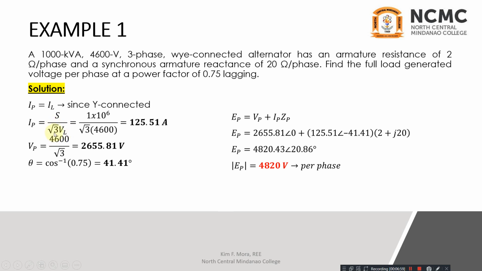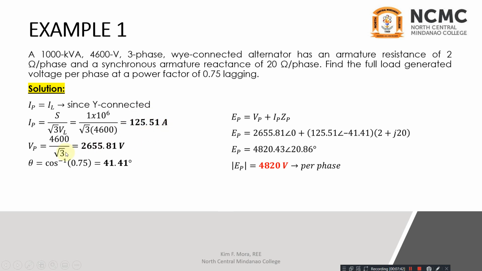Nga naman nag-multiply tag square root of 3 dere because our given value here is in line, no? Then atong gisolve dere nga current is phase. That's why we have to multiply it by square root of 3. So apparent power is given by 1000 kilo, or that is equivalent to 1 times 10 to the power of 6 over square root of 3 times our given VL, no, line voltage, that is 4600. So 1 times 10 to the power of 6 divided by square root of 3 times 4600, that is equivalent to 125.51 amperes.